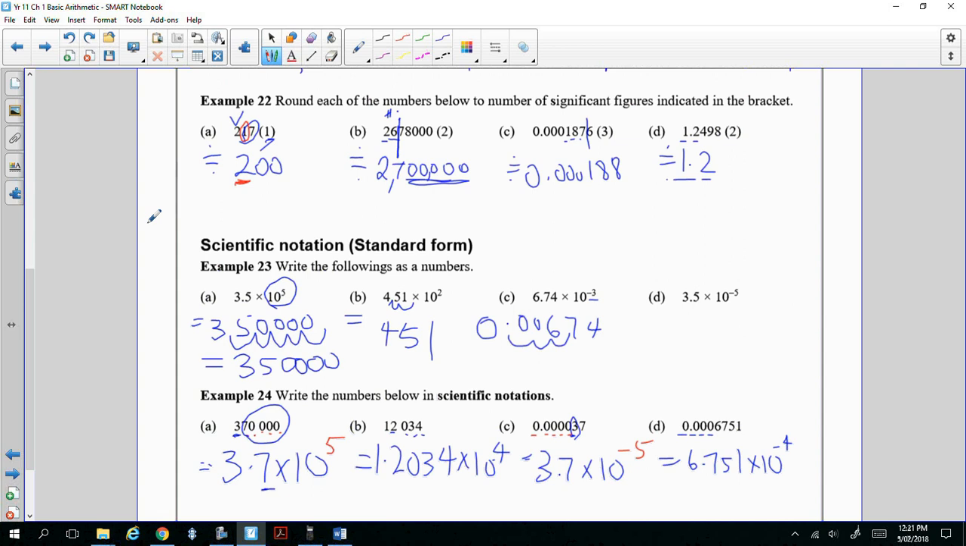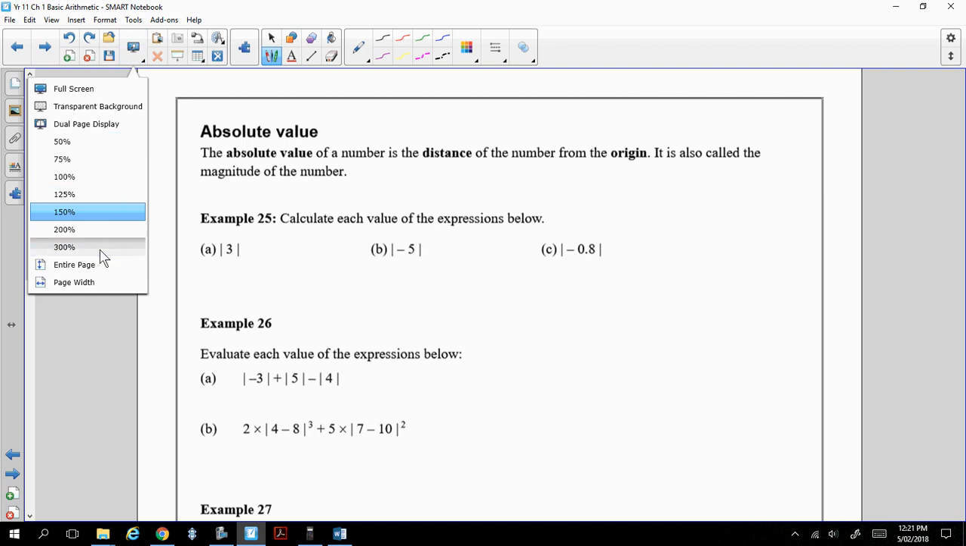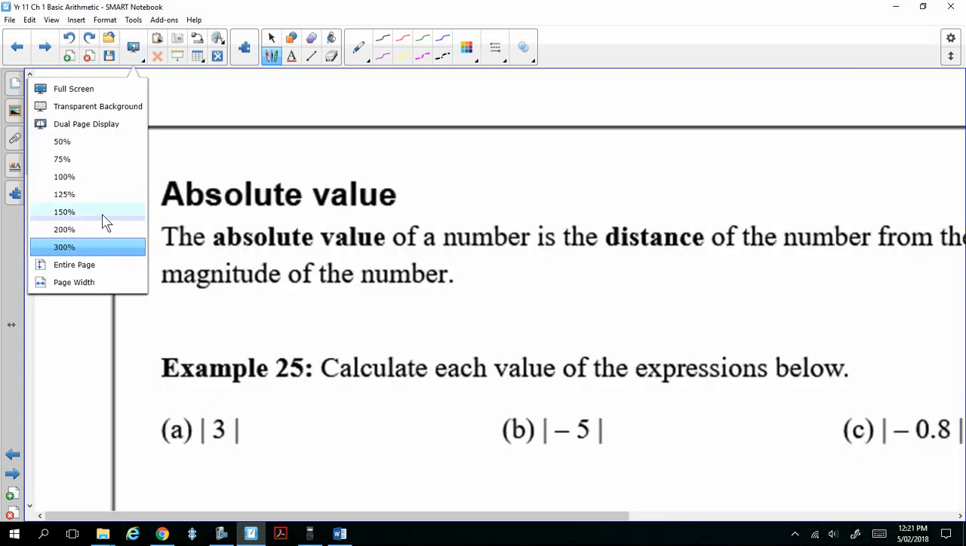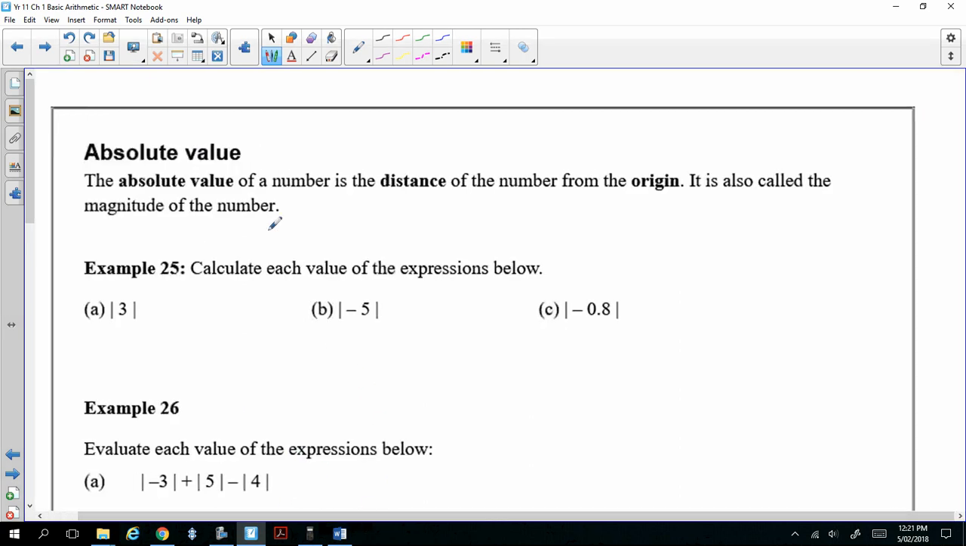Alright, absolute value. It's actually quite easy. Let's look at this together. The absolute value of a number is the distance of the number from the origin. It is also called the magnitude of the number. So, for example, the first one is 3, and the symbol for absolute value is this double line. It's like a bracket, except it's vertical. This means the absolute value. And the absolute value of 3 is 3 because the distance from the origin is 3, right?